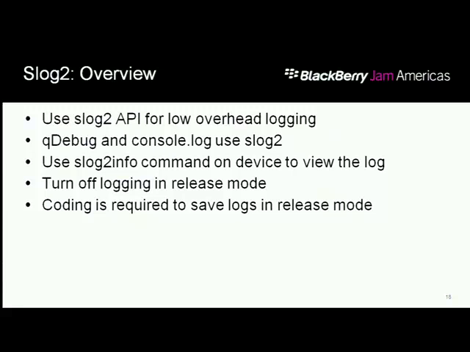The QDebug and console.log framework in Cascades have all moved to that slog2. So if you're doing printfs or using QDebug and console.log in your Cascades application, it will no longer show up in the log file of your app. It will go to the slog2. So in order to see that information, you need to run the slog2 command on the device to see that log.